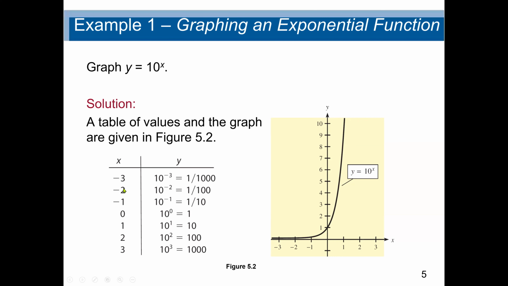Then when x is -2, it will be 10 to the power -2 because our equation is 10 to the power x. So that will give us 1 over 100. And when x is -1, we get 10 to the power -1, which gives us 1 over 10. When x is 0, 10 to the power 0 will be 1. When x is 1, 10 to the power 1 will be 10. When x is 2, 10 to the power 2 will be 100. When x is 3, it will be 10 to the power 3, which will give us 1,000.